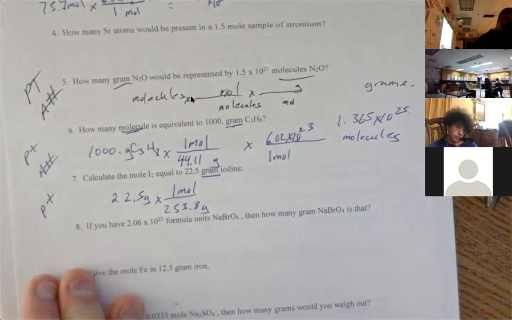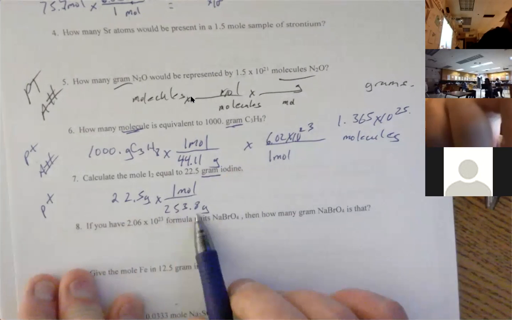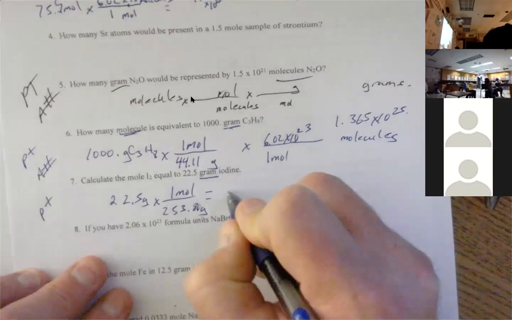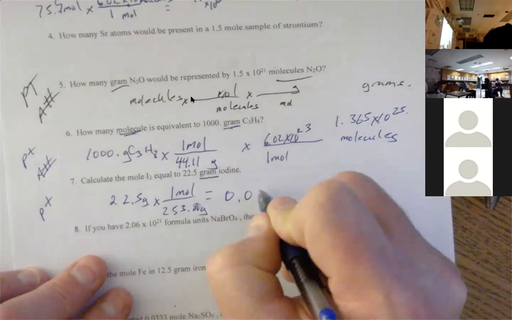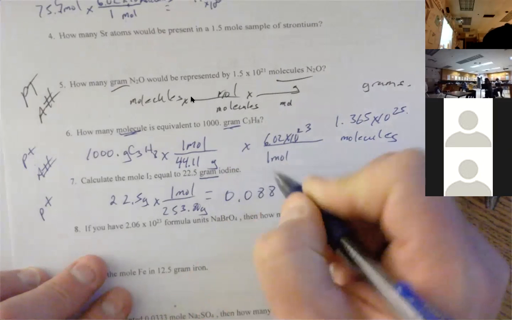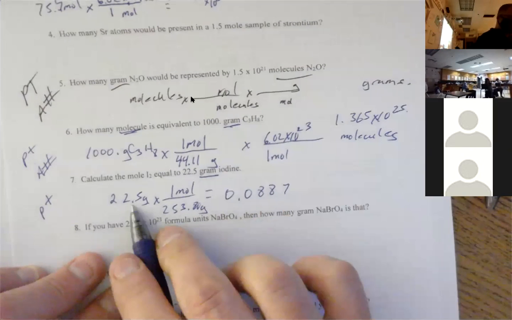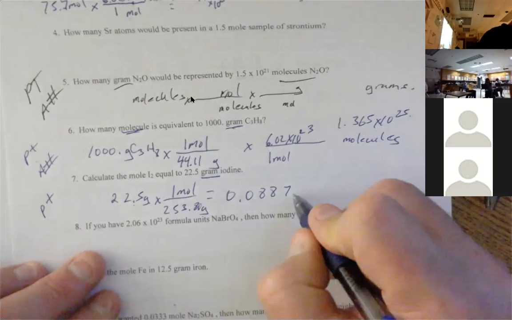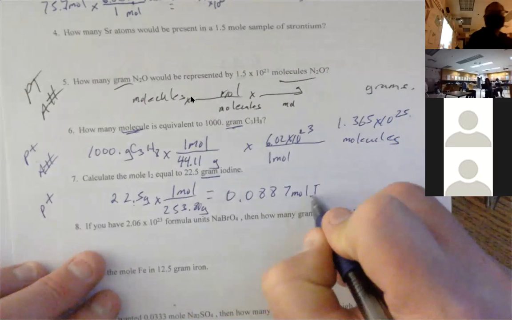22.5 divided by 253.8. The answer is about 0.08865. 3 significant digits. That's moles of I2.